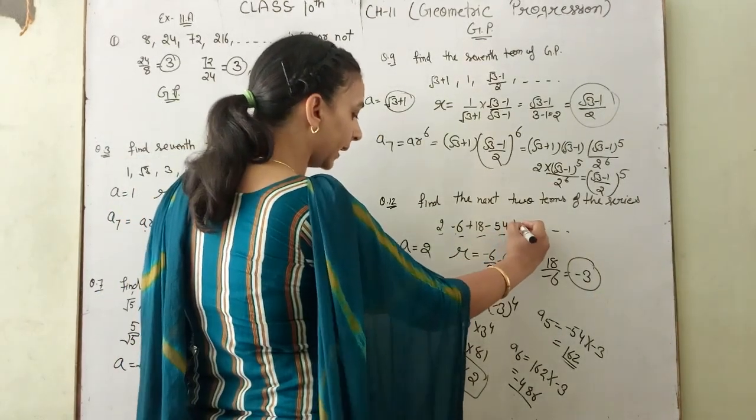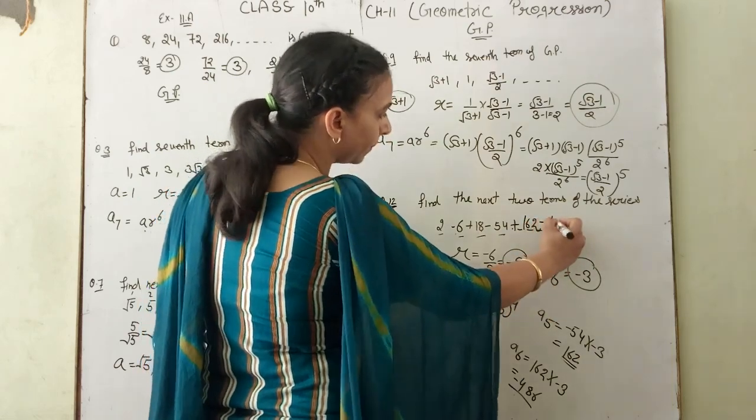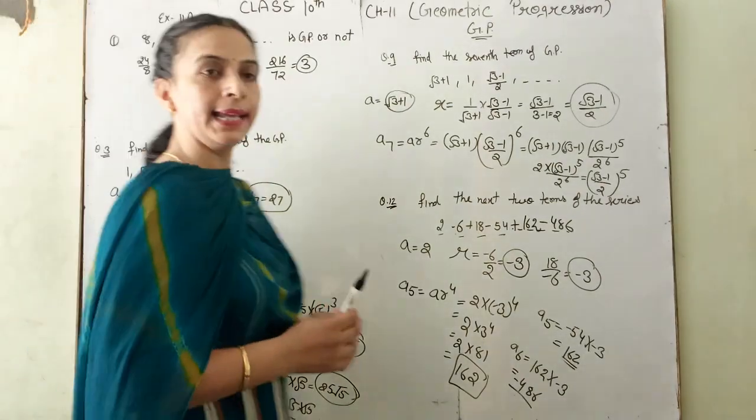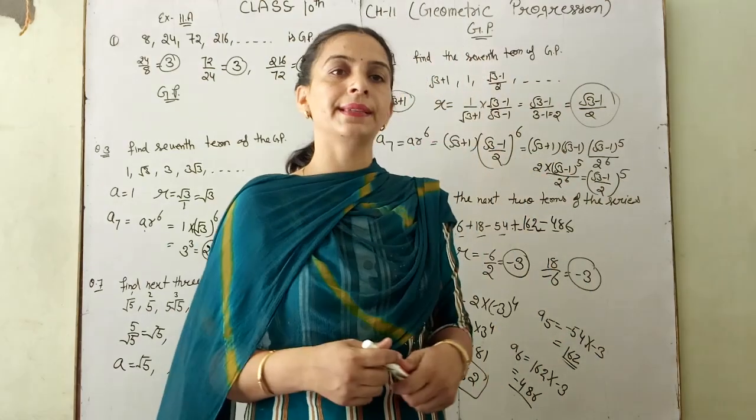Next term is plus 162. Next term is minus 486. Okay students, this is exercise 11a. Next I will take the next questions from exercise 11b.